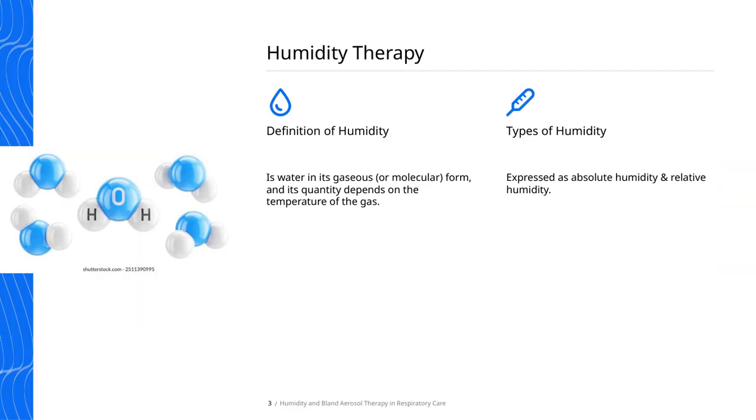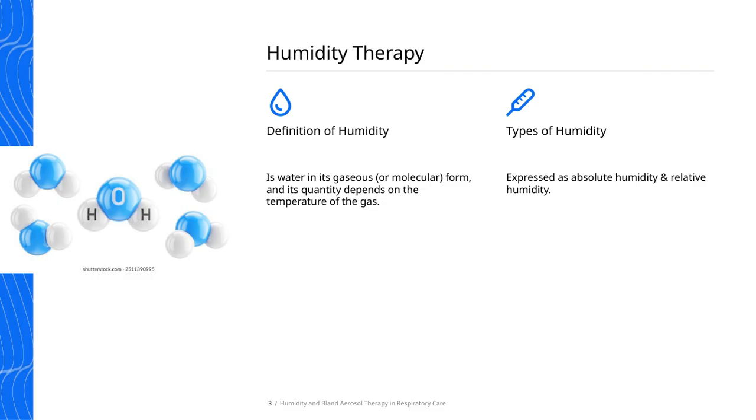Let's talk about humidity therapy, specifically humidity and bland aerosol therapy in respiratory care. Humidity, as you know, is expressed in two main ways: absolute humidity and relative humidity. These measurements help us understand how much water vapor is present in the air or in a gas mixture. Absolute humidity is simply the actual amount of water vapor in a given volume of air, while relative humidity compares the current amount of water vapor to the maximum amount the air can hold at a specific temperature.